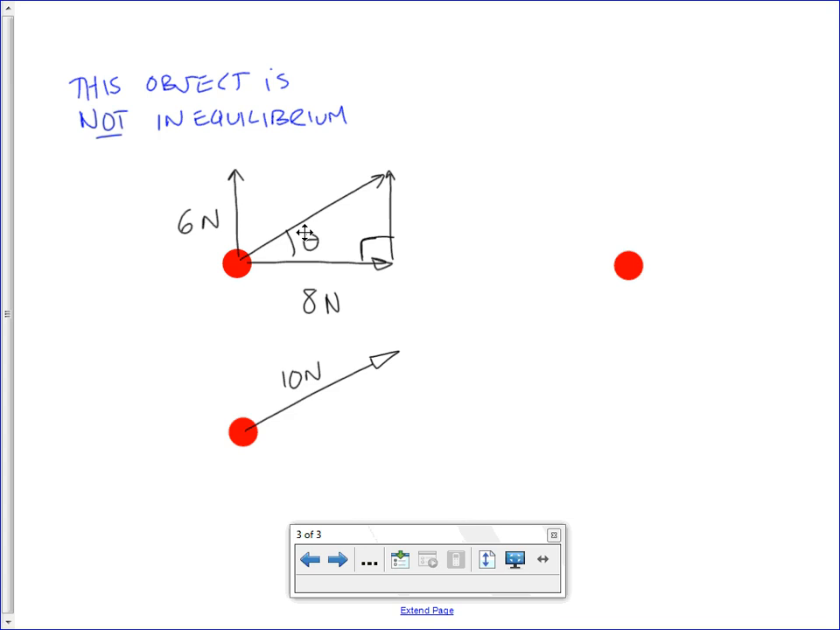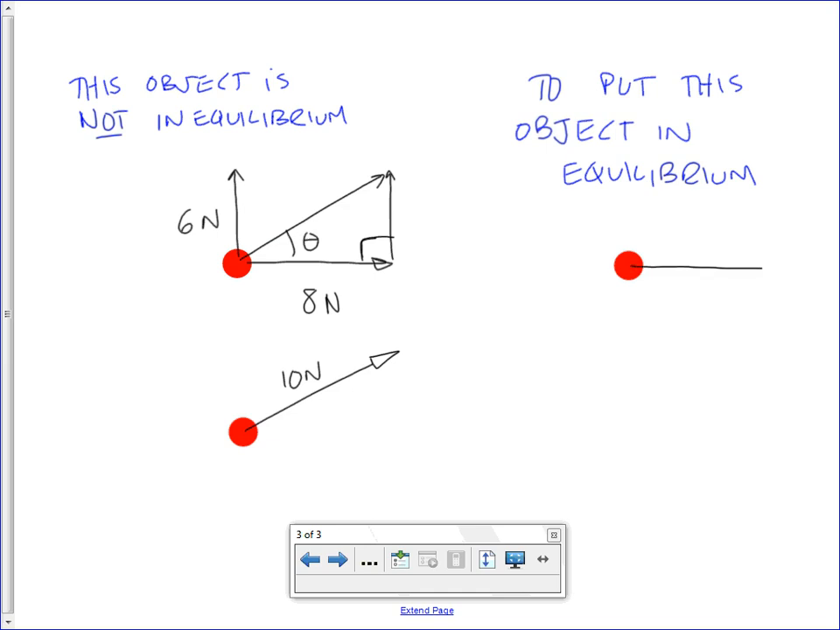So, and then I'll say this. If we wanted to put this object in equilibrium, and this object being the one with the 8 Newton force like this and the 6 Newton force like this, if we want to put that thing in equilibrium, well, like we said, the net force is this one, a 10 Newton force that's up at a 37-degree angle. Well, how do we put that thing in equilibrium?